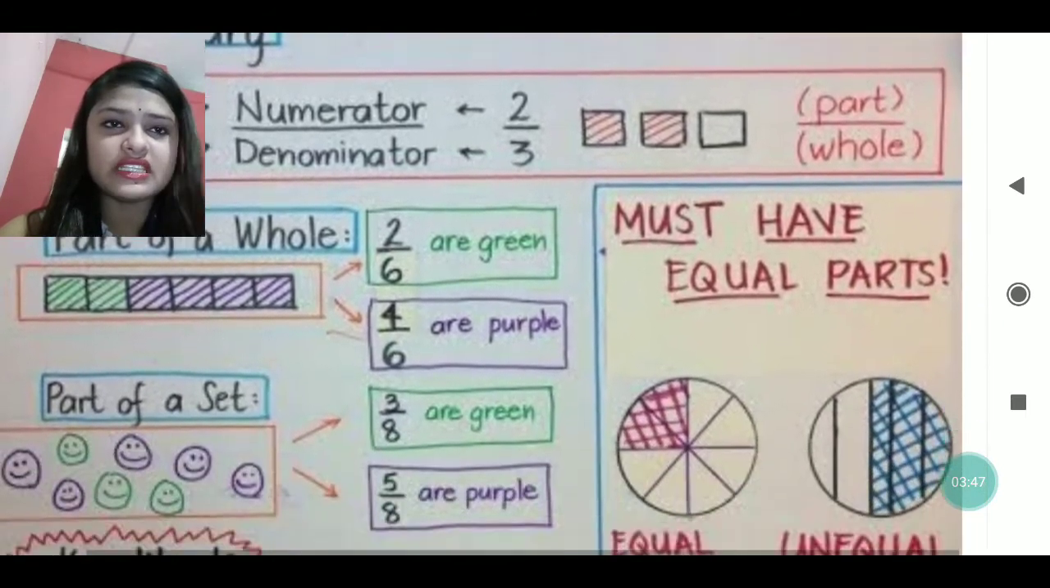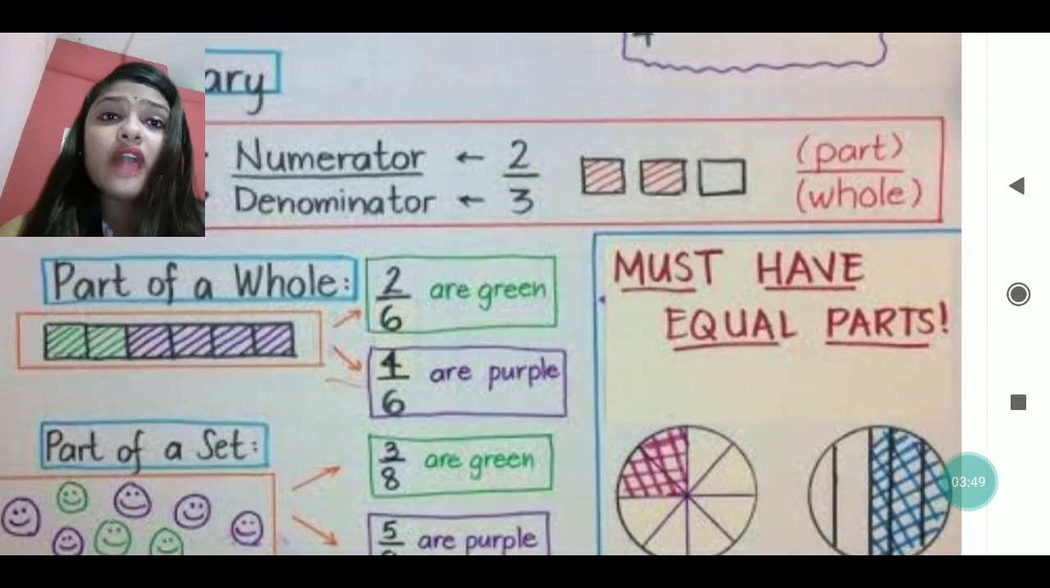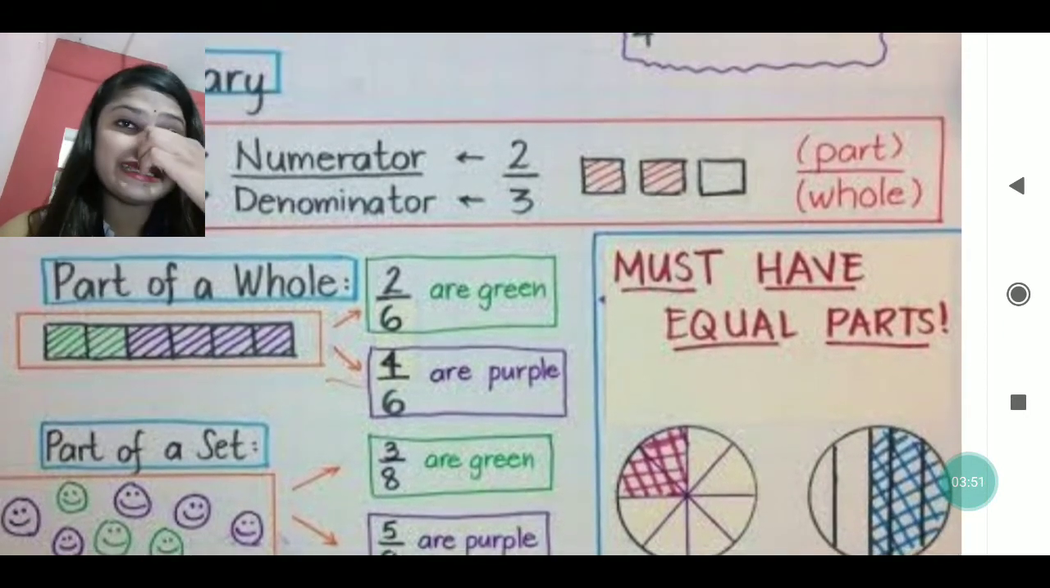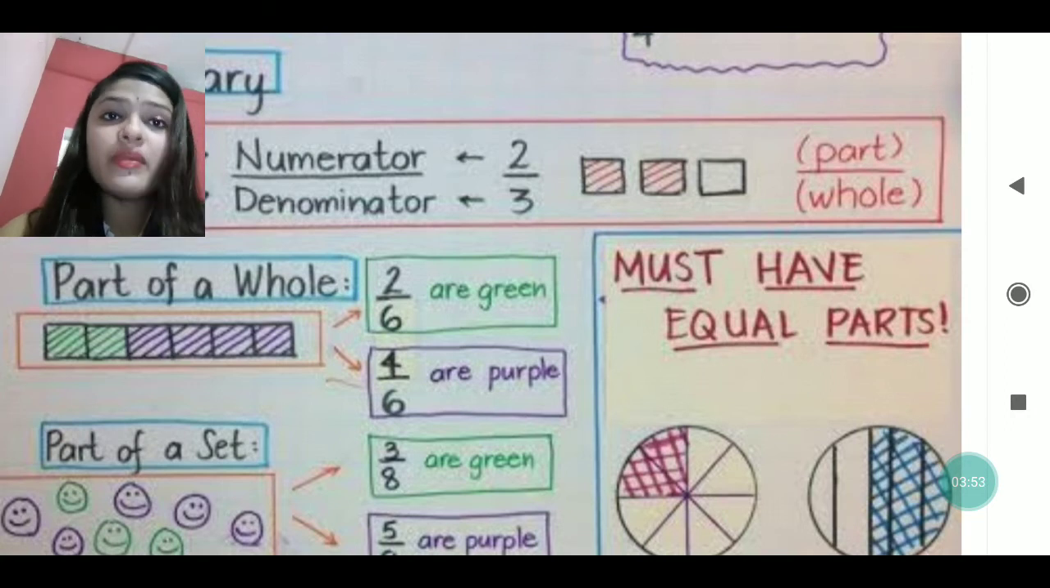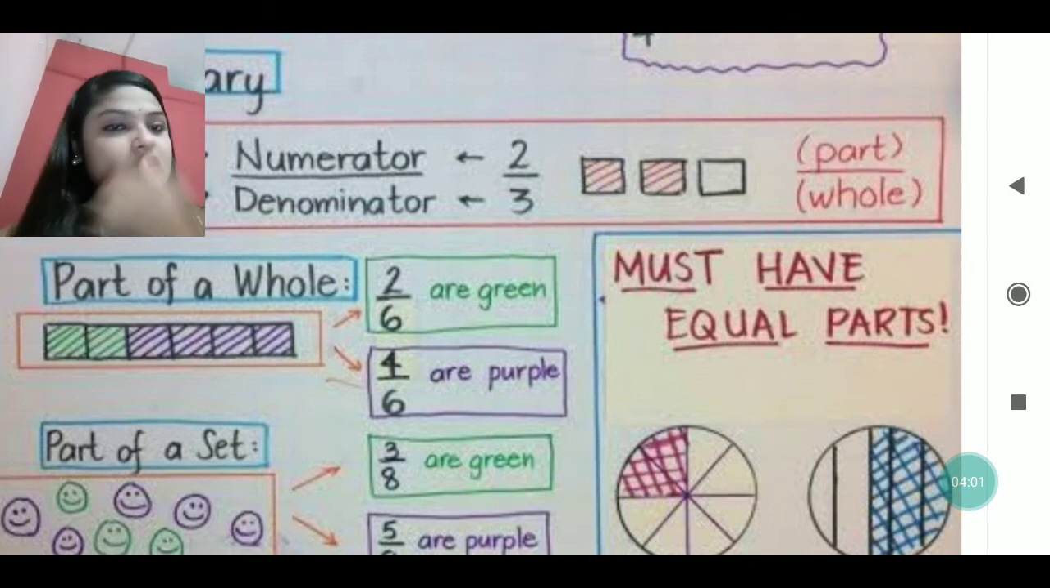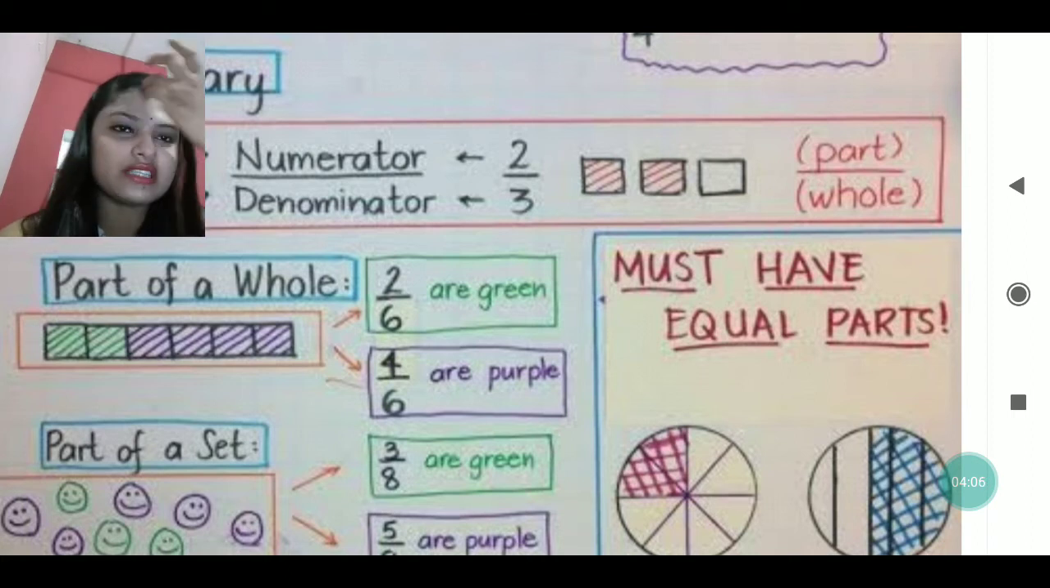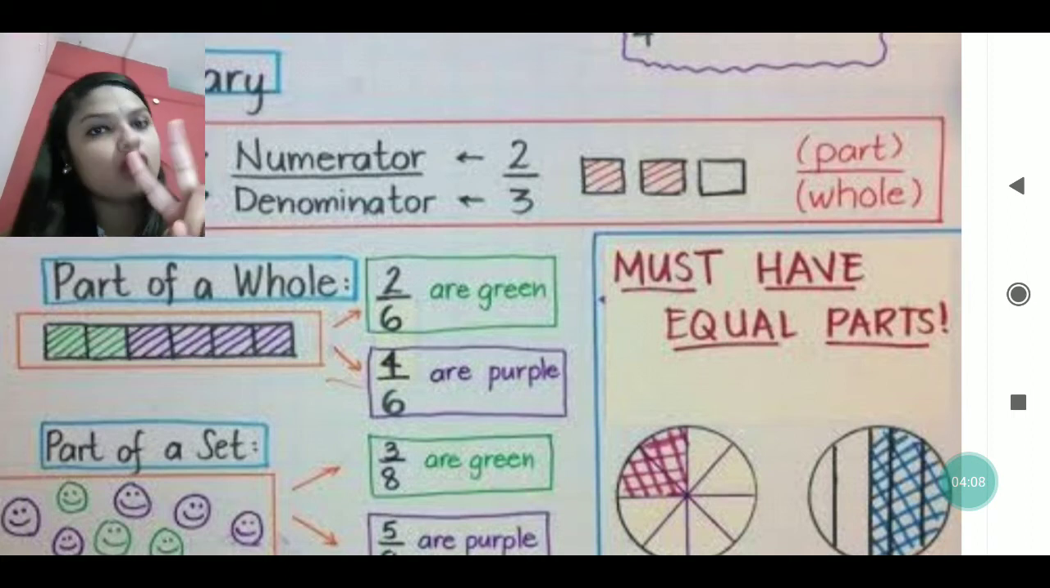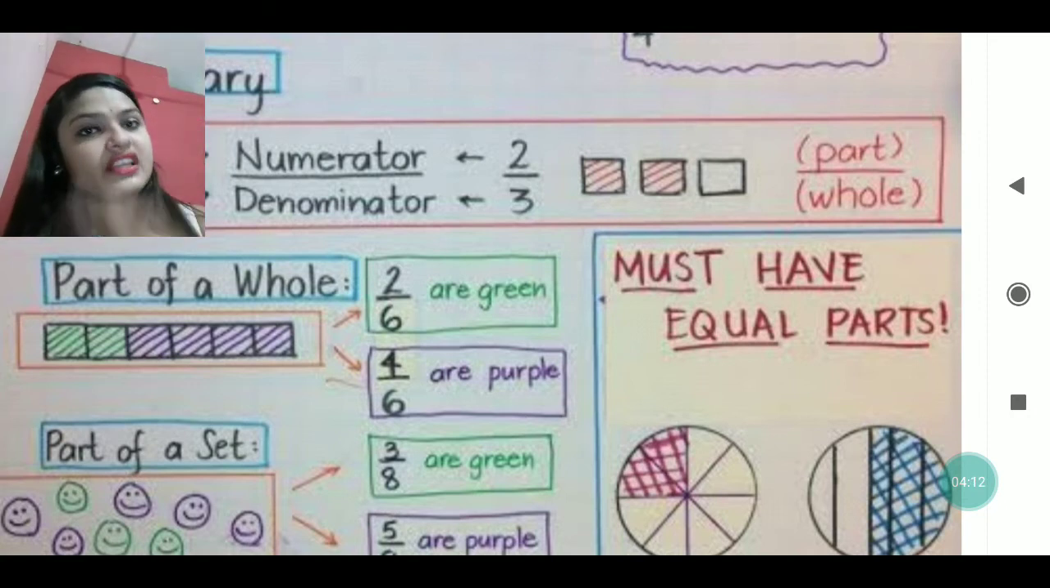As you can see, some more examples are also there. Part of a whole. Like you can see, square boxes are made. How many square boxes are there? When you count, there are six square boxes. And how many are shaded green? There are two square boxes which are shaded green. So the shaded part we write upside, whereas the total number of parts we write downside.